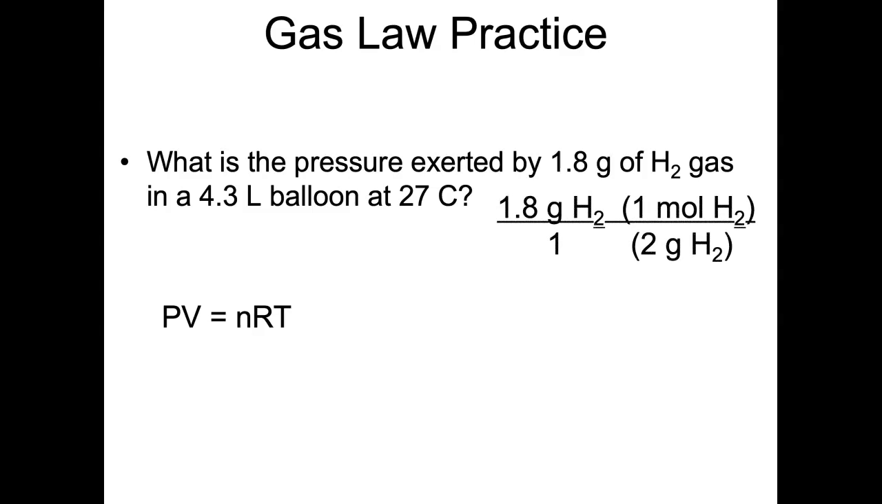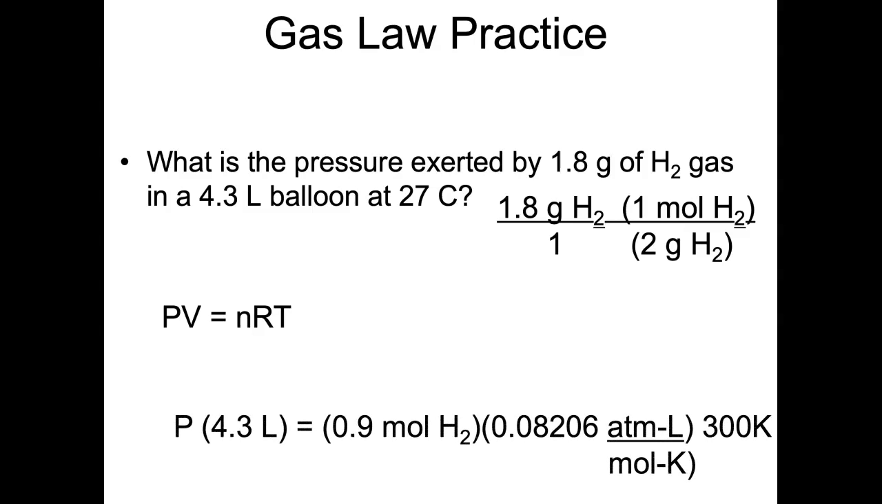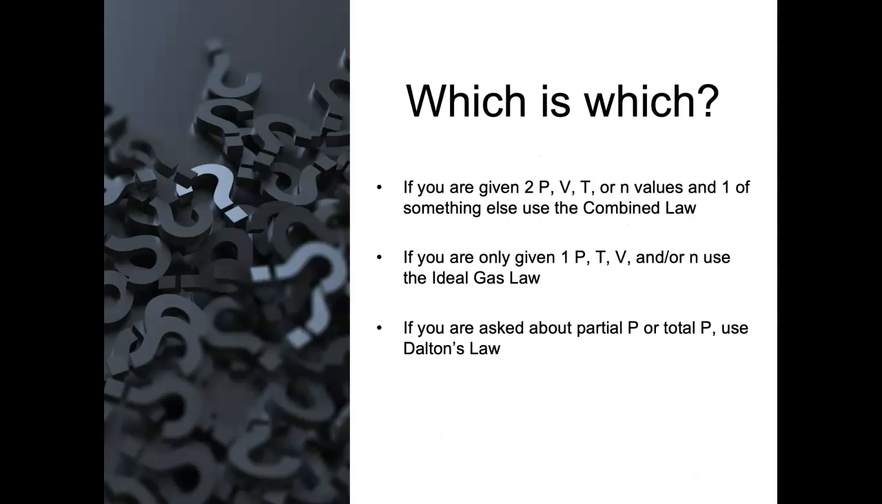All right, so first I've figured out my number of moles of hydrogen gas. Then I plug those variables, those factors, into the equation. I've got my temperature converted to kelvins, and then I simply solve for P. So take a look. Did you get 5.2 atmospheres? If not, I do believe we have another one.